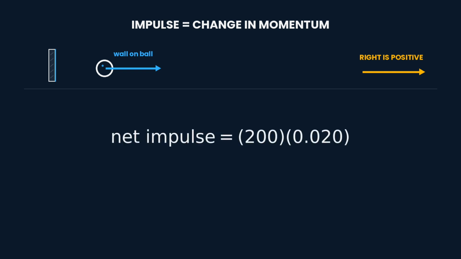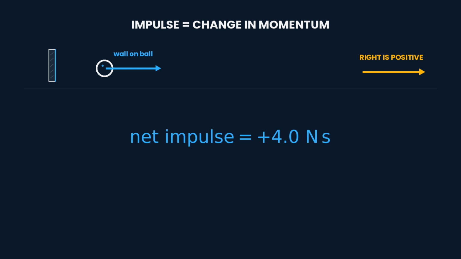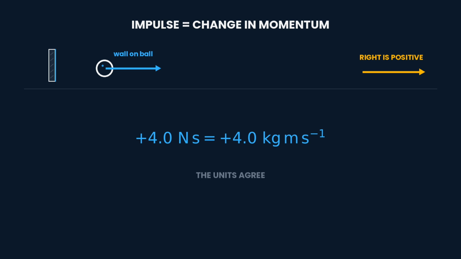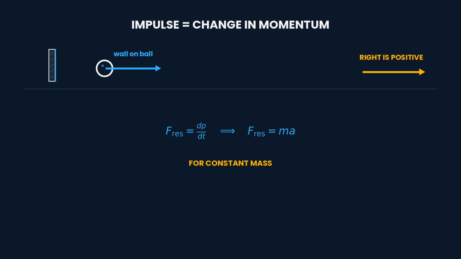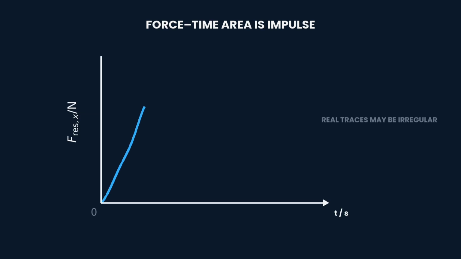Here, 200 newtons multiplied by 0.020 seconds gives positive 4.0 newton seconds. 1 newton second is equivalent to 1 kilogram meters per second. So the units agree. For constant mass, this momentum form reduces to F subscript resultant equals ma. It is especially useful when a force acts for a short period of time and produces a sudden change in velocity. Impact force usually varies during contact, and a real trace may be irregular.